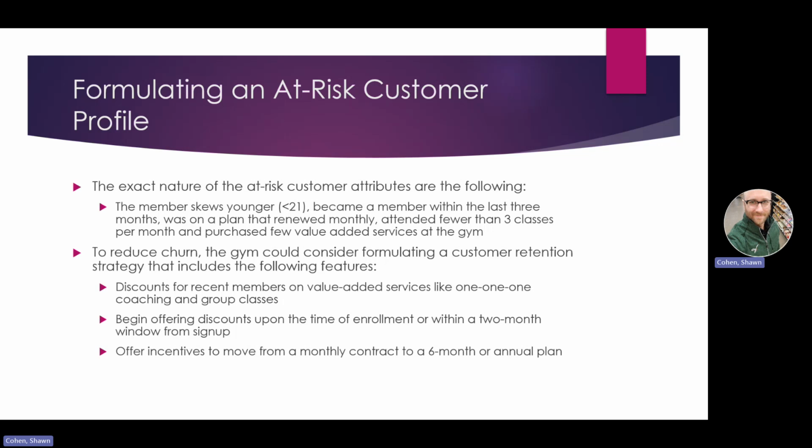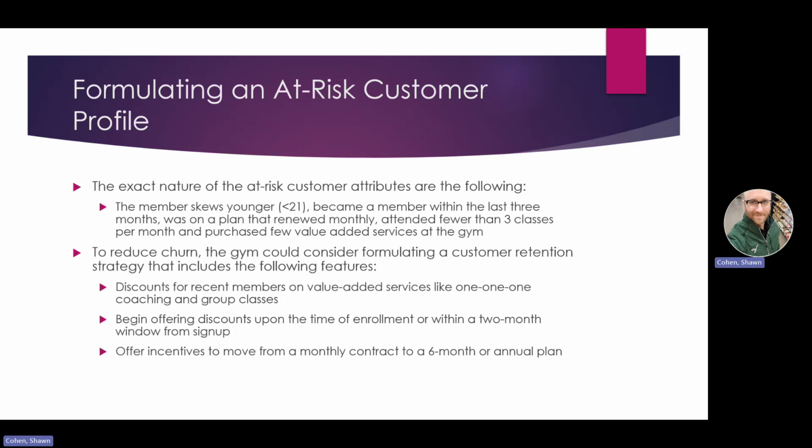When we looked at these attributes, this is where the business rules come into play. The profile of these churn members is that they skewed younger, less than 21. They had become a member within the last 3 months. They were on a monthly plan versus a 6 or 12 month plan, and they had not really attended any classes of note, and they hadn't really purchased any added services.